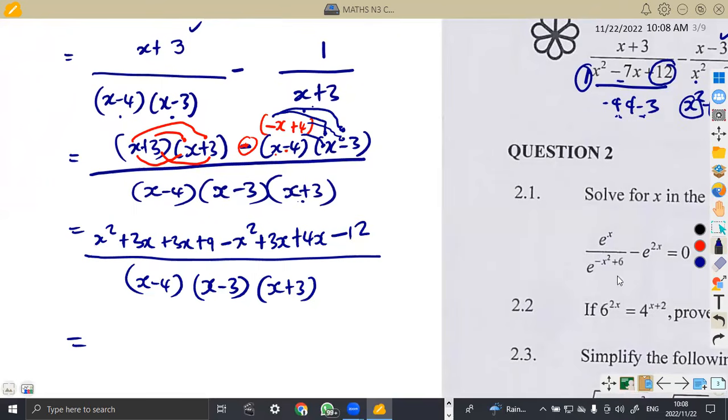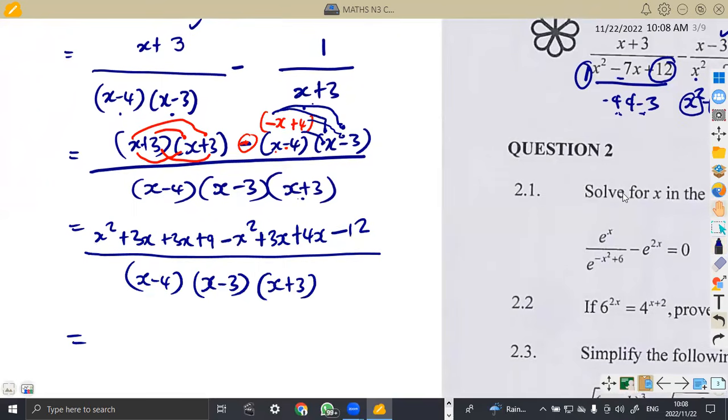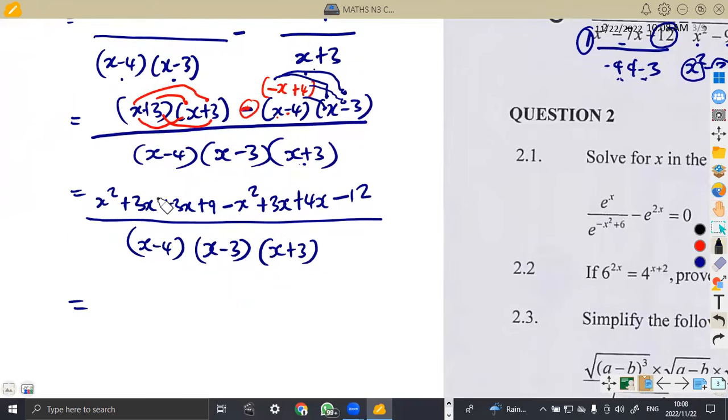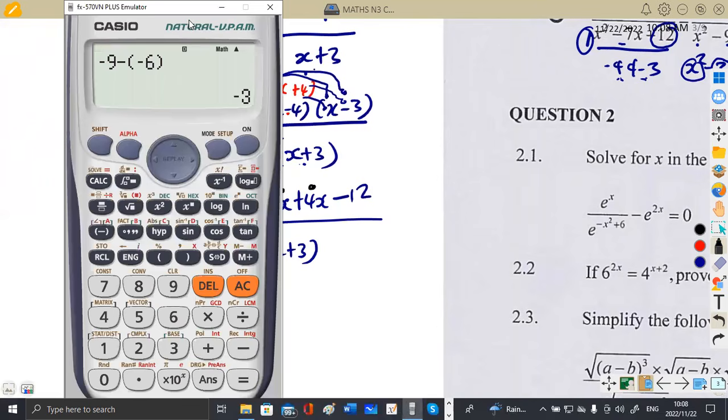Okay, then from there, collect like terms. If they are like terms, we can simplify further. Like terms: do you have anything that has x squared minus x squared? That one can cancel. We've got 3x plus 3x, 3x again, 4x. So we're going to add 3 plus 3 plus 3 plus 4. So that is what you're going to have.